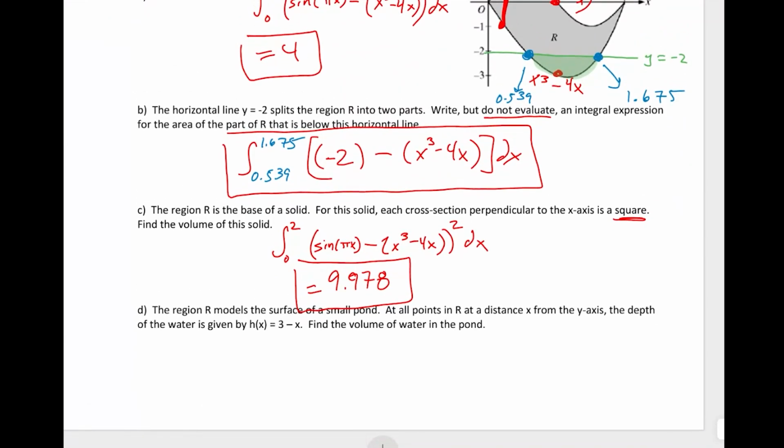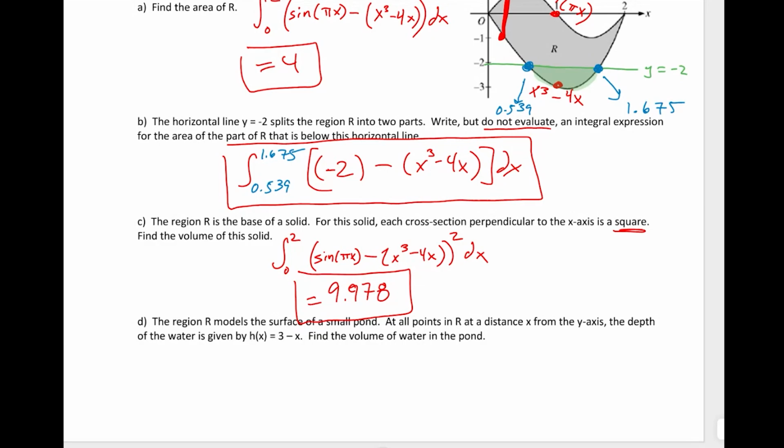One last problem here. It says the region R models the surface of a small pond. At all points in R at a distance x from the y-axis, the depth of the water is given by h of x equals 3 minus x. So like in part C, we had a square, right? And each side length was that difference, f minus g, sine of pi x minus (x cubed minus 4x), right? That was both this side length and this side length.